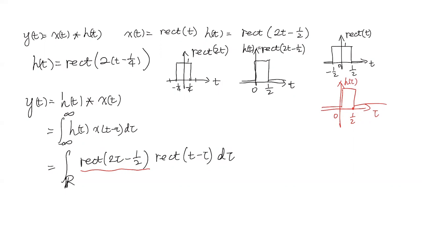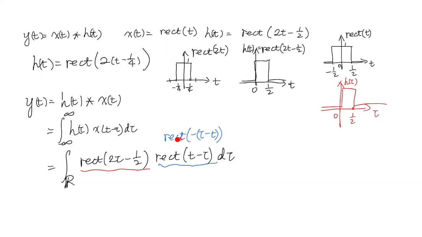So this is our h of tau. You can see this one is completely the same, except your dummy variable is different. And then rect of t minus tau is going to be a flipped version of the original one, slid along to the right. Why? Because this one is actually the rectangular function of negative tau minus t. Right? So this is negative tau plus t, so they're equivalent.